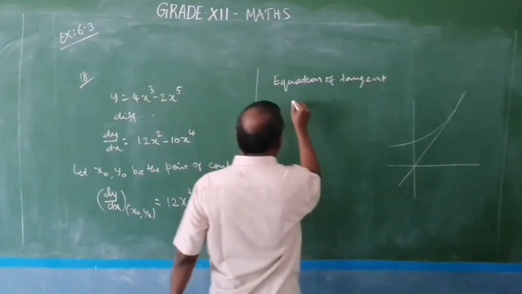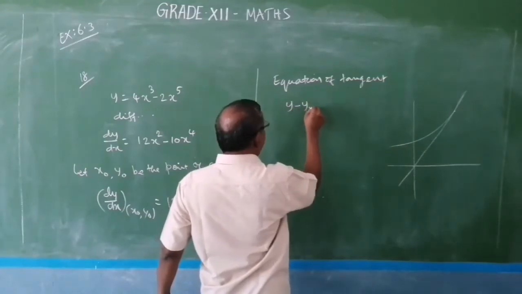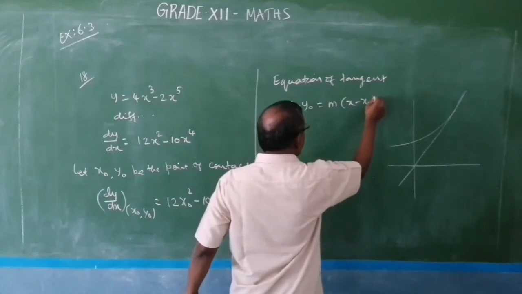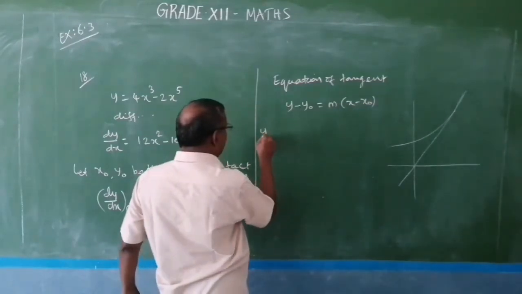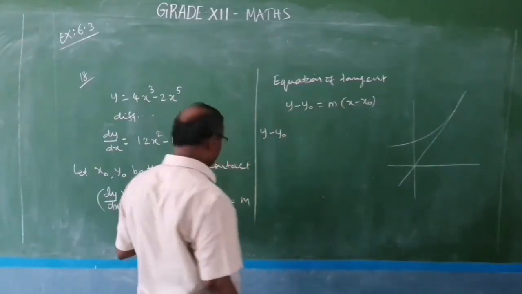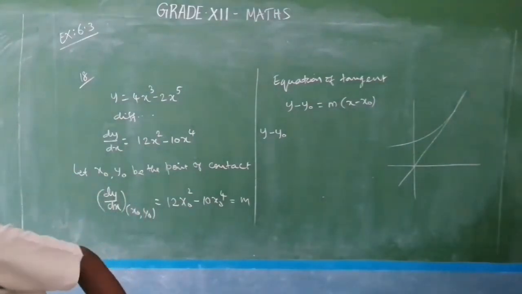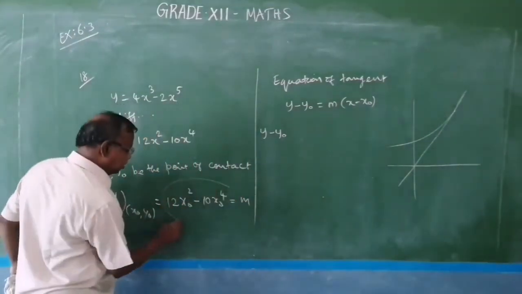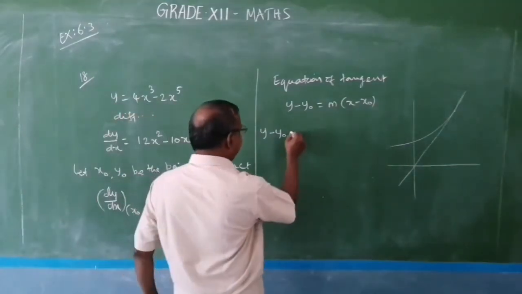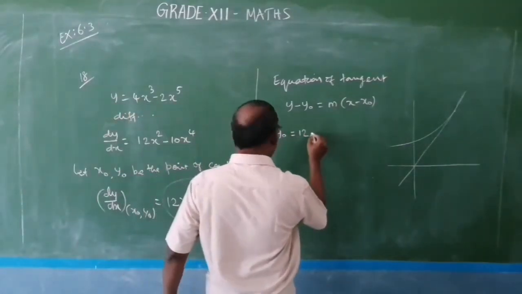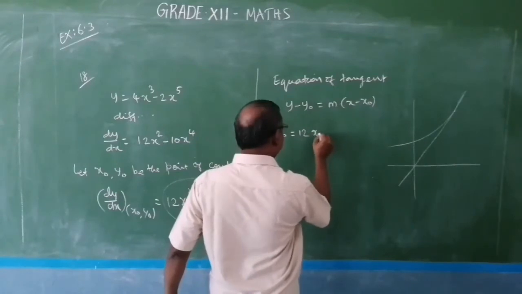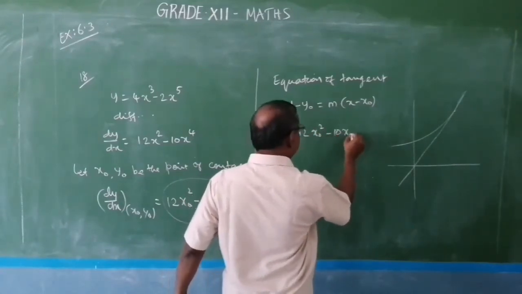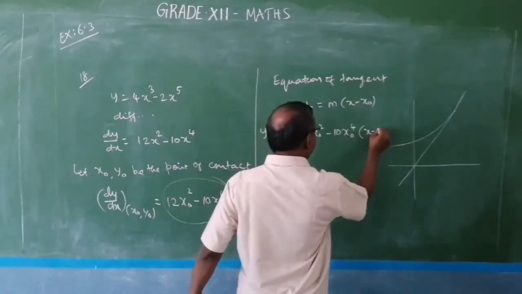The equation of tangent is always y minus y naught equal to m into x minus x naught. That is y minus y naught we have to find. So y minus y naught, we have m. So m equal to 12 x naught square minus 10 x naught power 4 into x minus x naught.